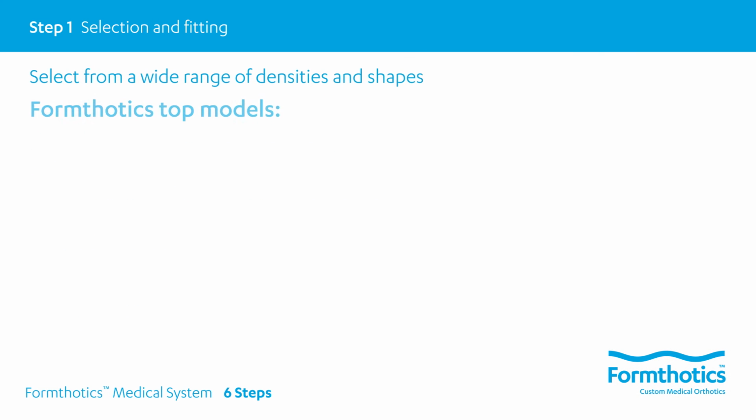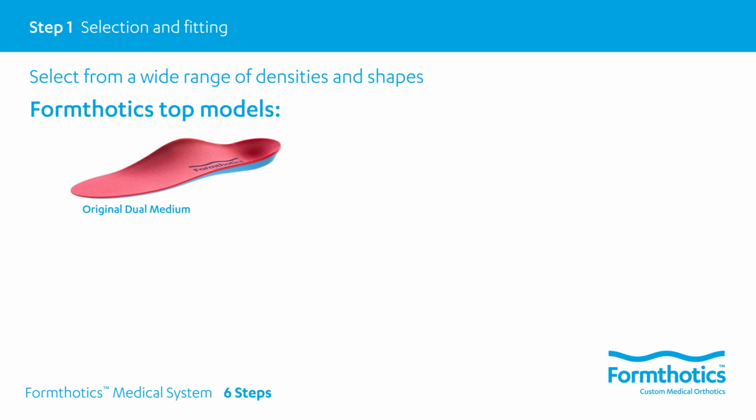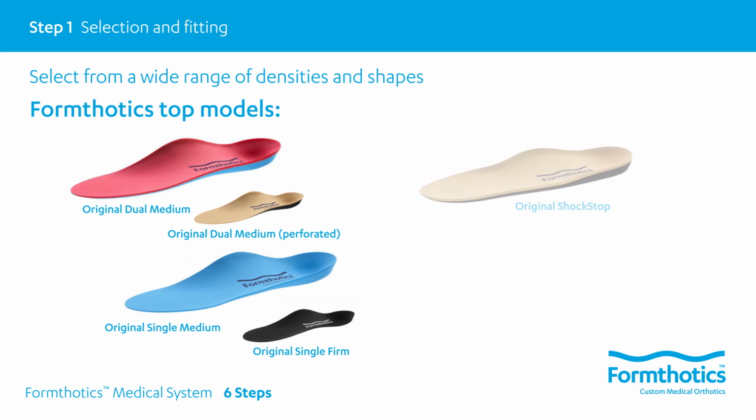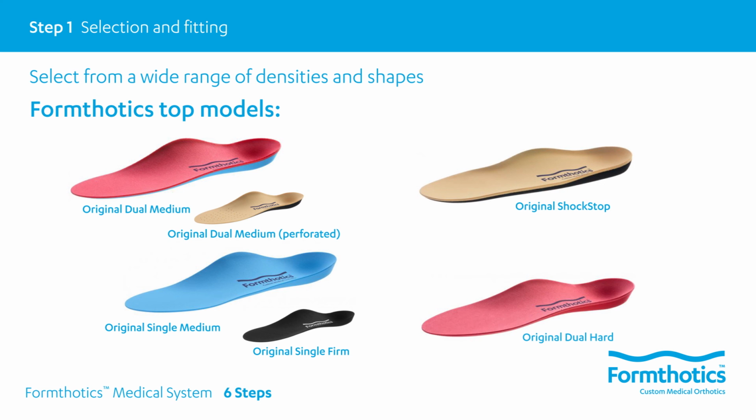Ideally, Formthotics will be available to you on-site so that if needed, you can fit the patient on their first visit. There are 4 commonly used models that are useful to have on hand. These would typically be used to treat most patients that visit the clinic. These are original dual medium or an alternative color, original dual medium perforated, original single medium with an alternative slightly firmer density foam, original single firm, original shock stop, and original dual hard.